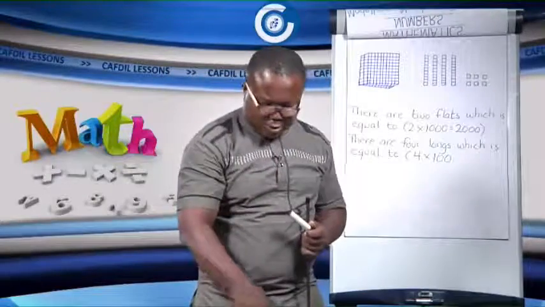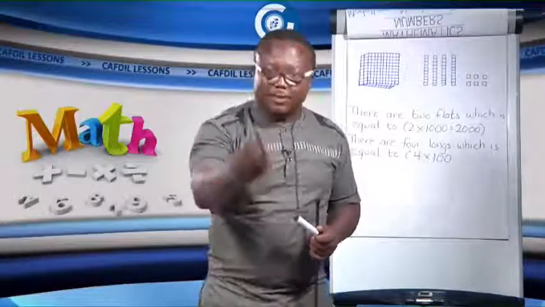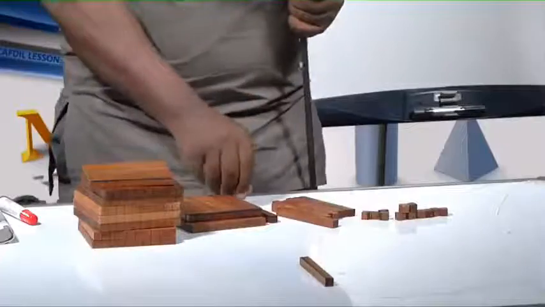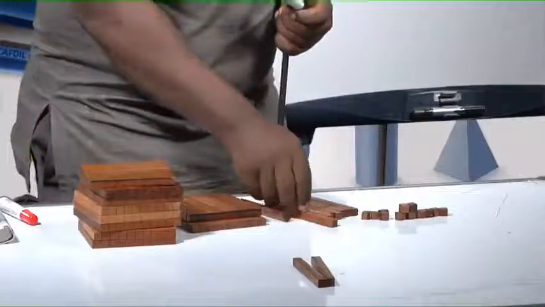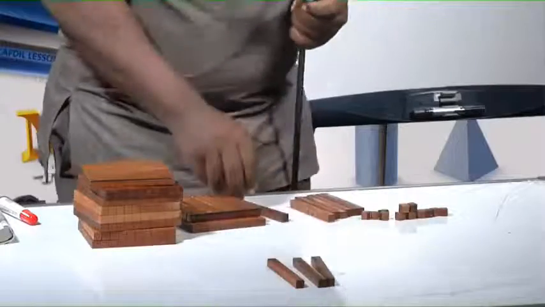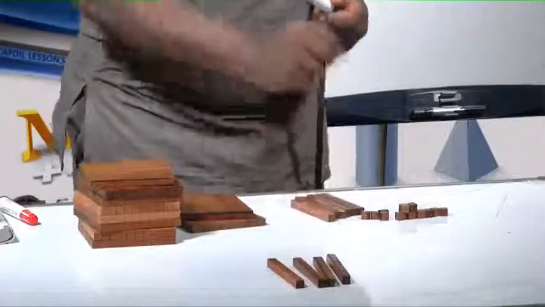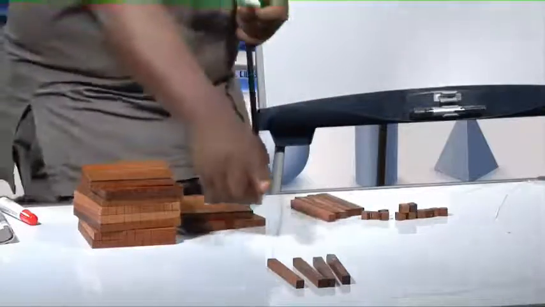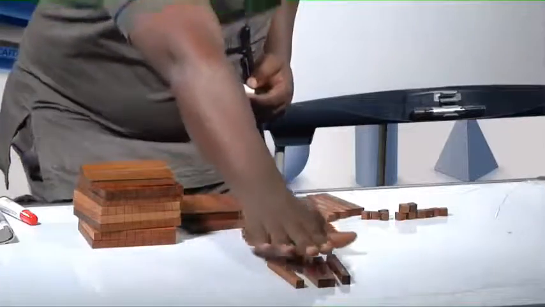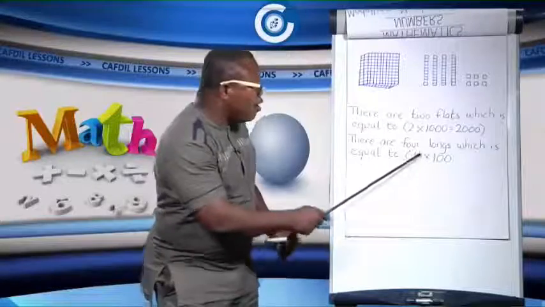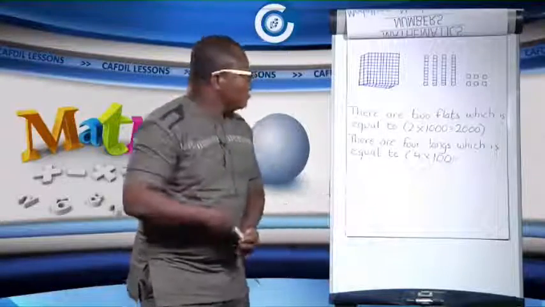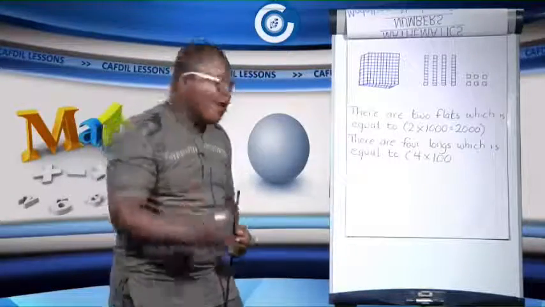So let us also look at it. Now this is 100, 200, 300, 400. So if 1 is 100, then 4 of them will be what? 400. So that is it. 4 times 100. So here I'm going to get 400.